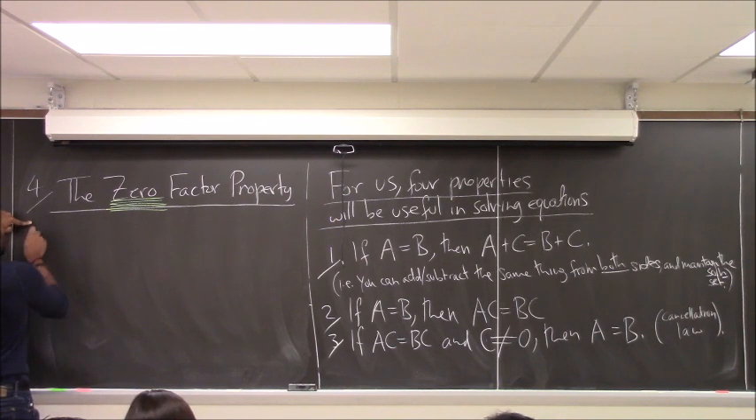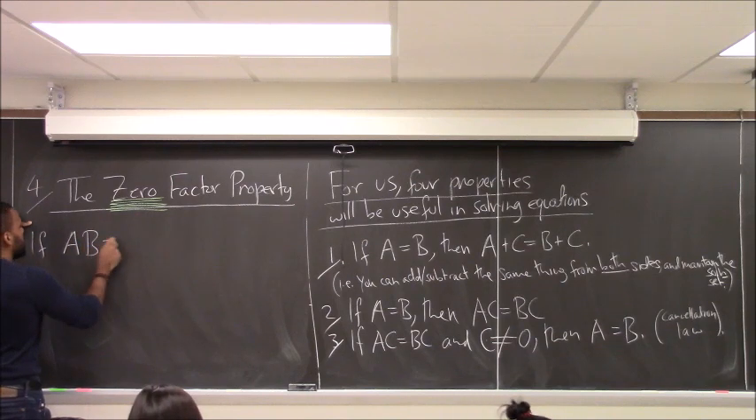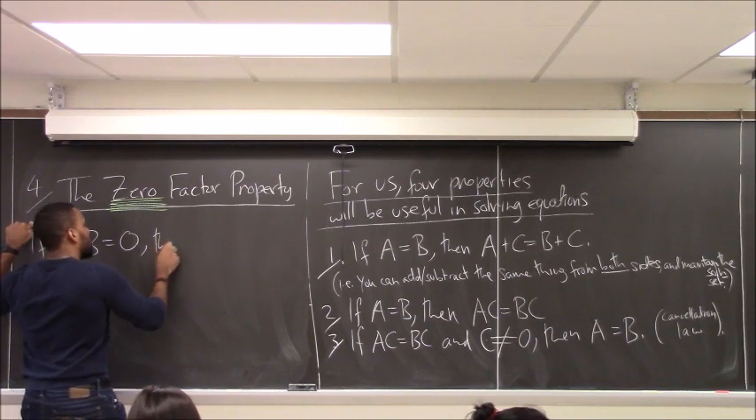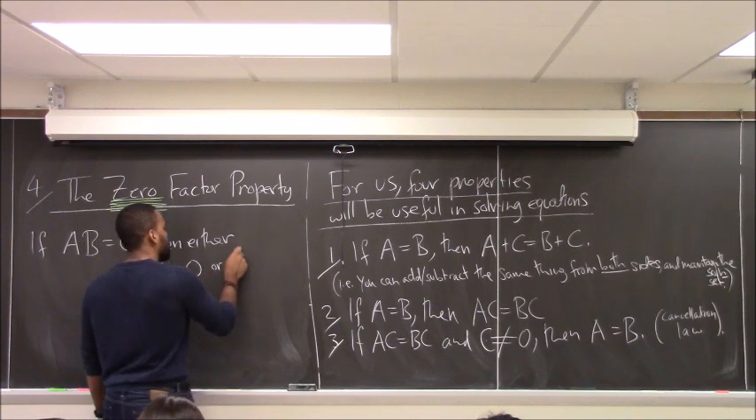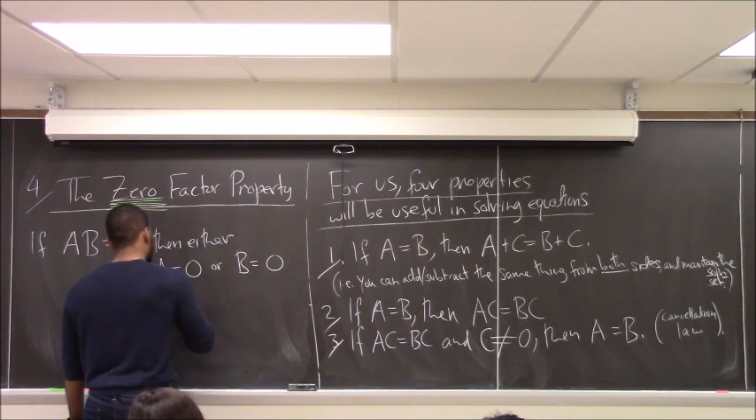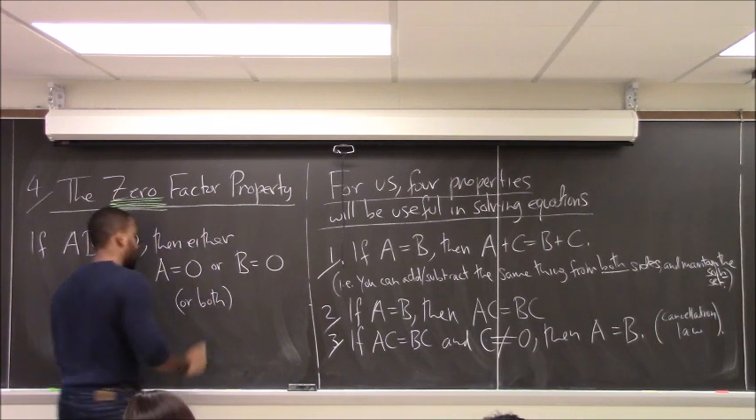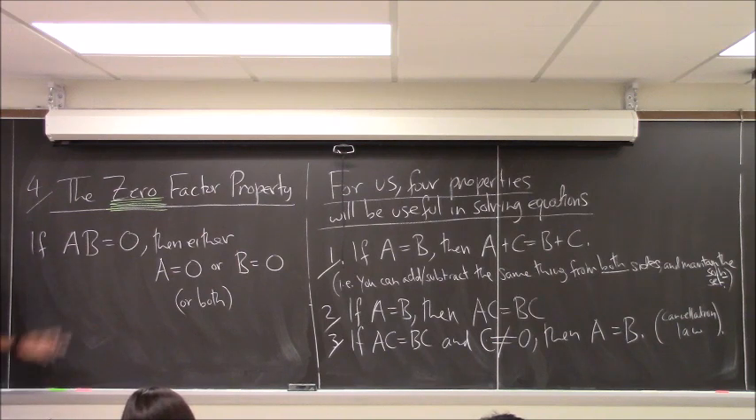So basically what this says is if A times B equals 0, then either A equals 0 or B equals 0, or potentially both, but one or the other must be 0. The only way to multiply two things and get 0 is if one of the things is 0. That's called the zero factor property. The A and the B here are called the factors. This is a multiplication. If you have factors multiplying to give you 0, one of the factors must be 0.